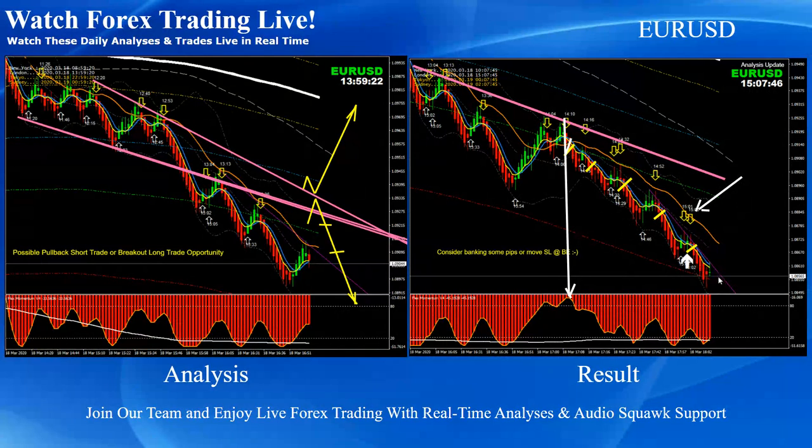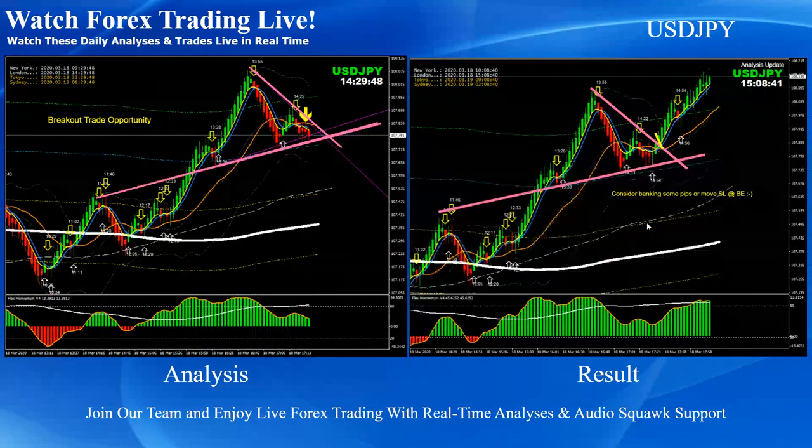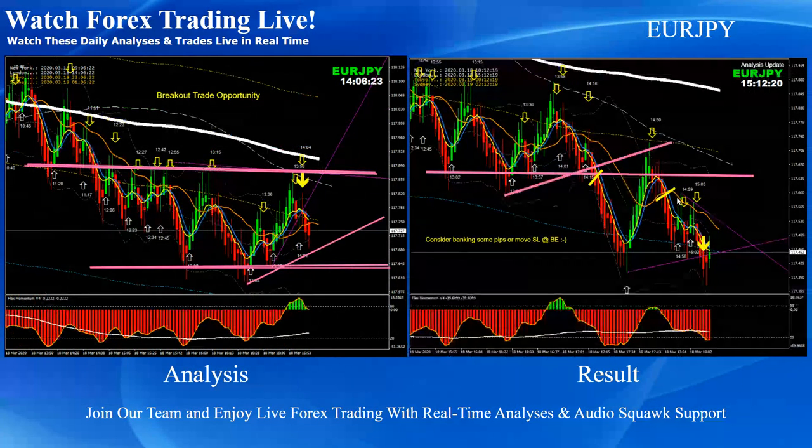As you can see, we had such beautiful trades, which we explained throughout the trading session through live audio commentary. Beautiful short trade on Euro USD. Dollar yen, pretty straightforward. Triangle pattern breakout, beautiful long trade. And euro yen, pretty straightforward.